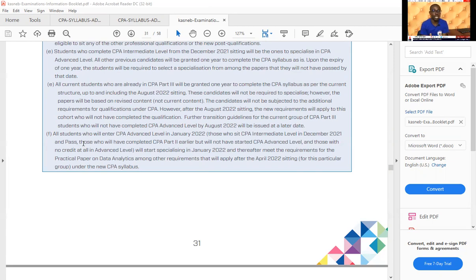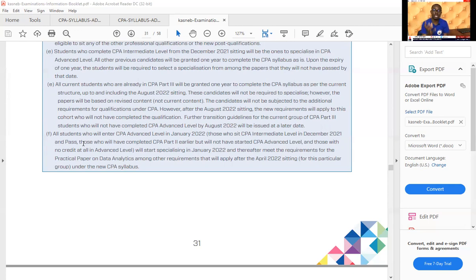So basically, any student who will be joining advanced level from January 2022 will be subject to specialization. I know a question will be, Mwalimu, what about those who will be doing the exams in December 2021? Are they subject to specialization? I know that's a question that probably some of you might ask.